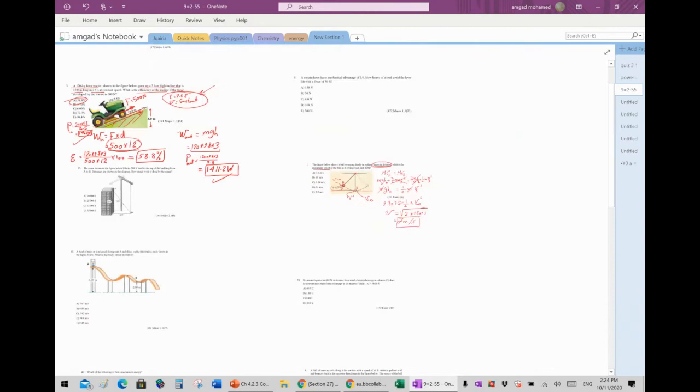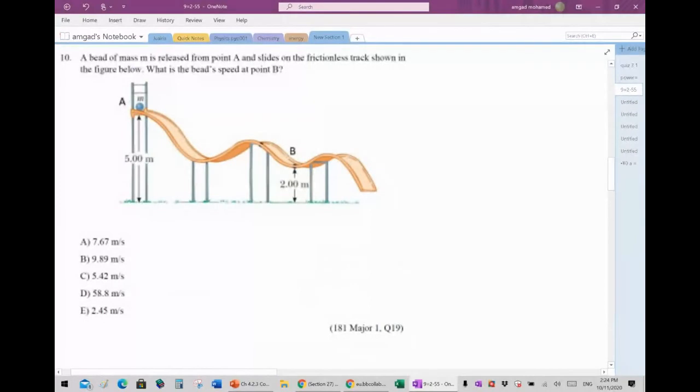Let's see this one. A bead of mass m is released at point A. Release it means it has initial speed 0. Let's say this is v_A at point A. And it slides on a frictionless track. So when he says frictionless track, he wants us to use the conservation of energy. What is the bead's speed at point B? Where is B? B is here, when it reaches here.